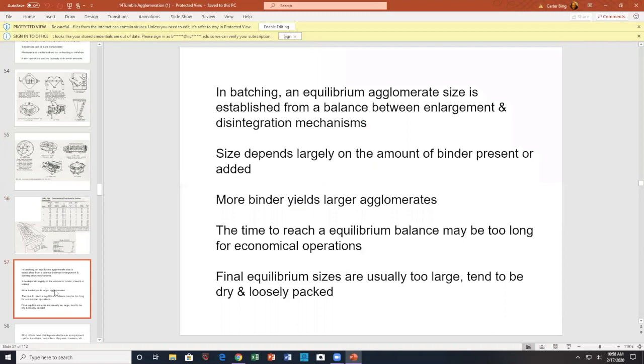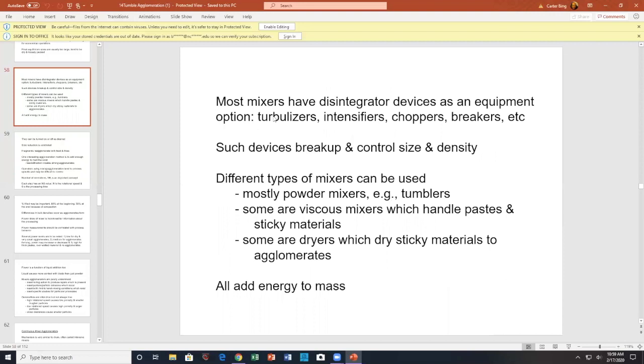In batching, equilibrium agglomerate size is established from a balance between enlargement and disintegration mechanisms. Size depends a large amount on binder present or added. More binder yields larger agglomerates. The time to reach equilibrium balance may be too long for economic operations. Final equilibrium sizes are usually too large, tending to be dry and loosely packed. Anyway. Most mixers have a disintegrator device inside. Turbulizers, intensifiers, choppers, breakers. Such devices break up and control size and density.